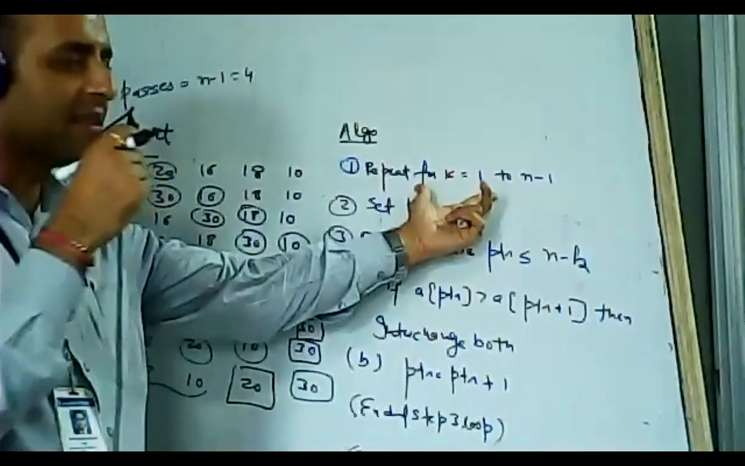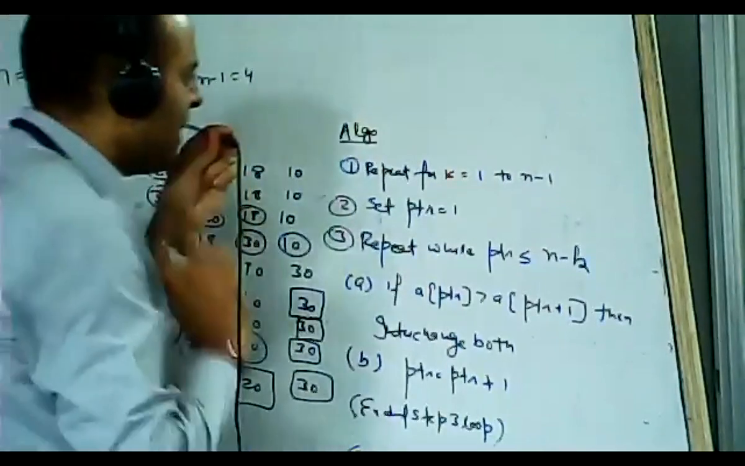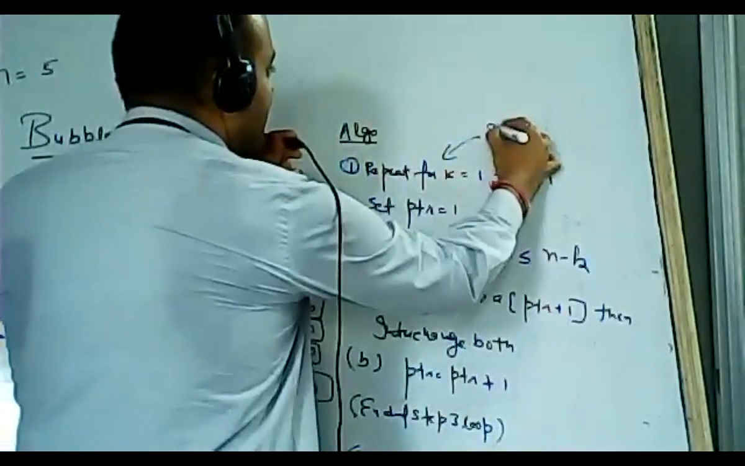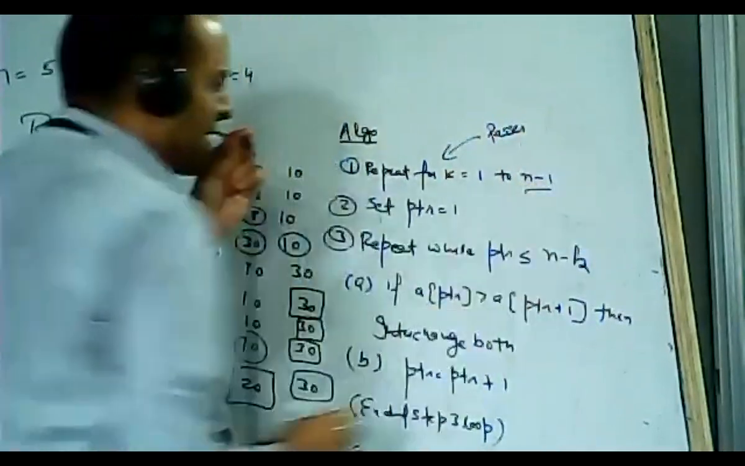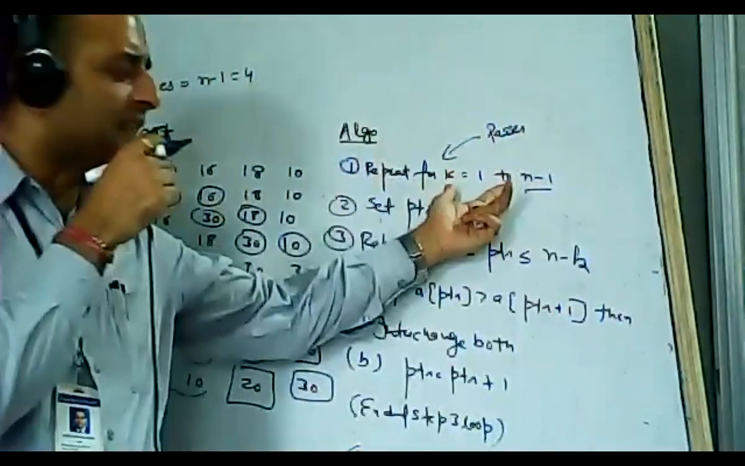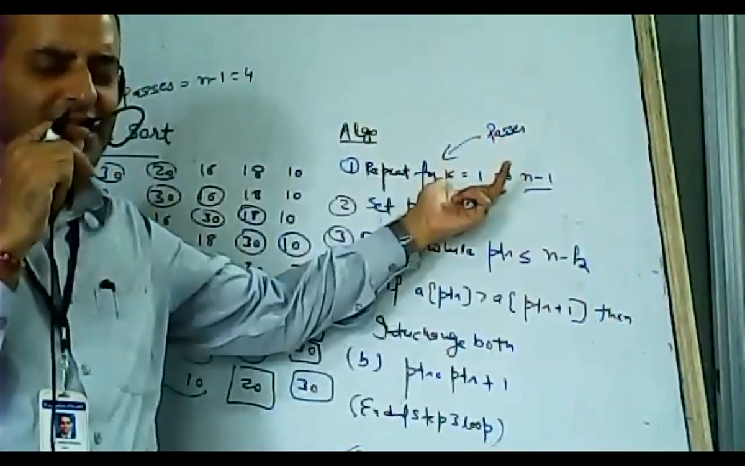Now repeat for k is equal to 1 to n minus 1. This is the loop for passes. As we know, n minus 1 passes will be there. K1 means first pass, K2 means second pass, K3 means third pass. Okay?